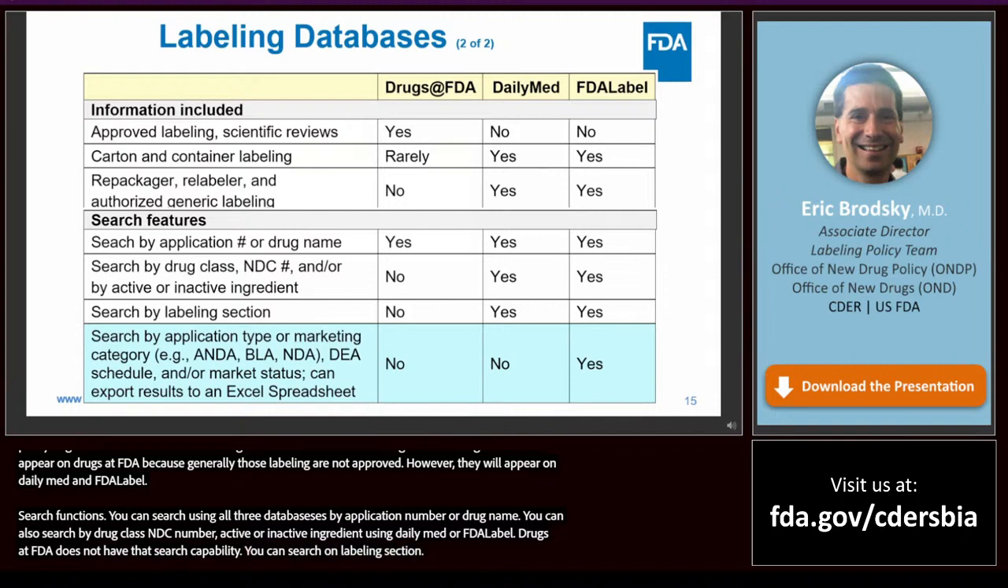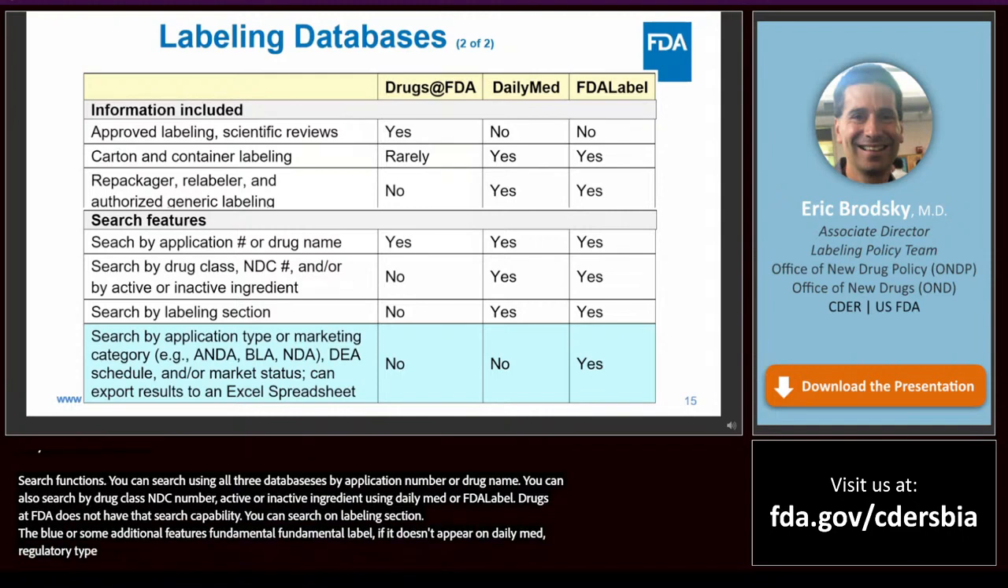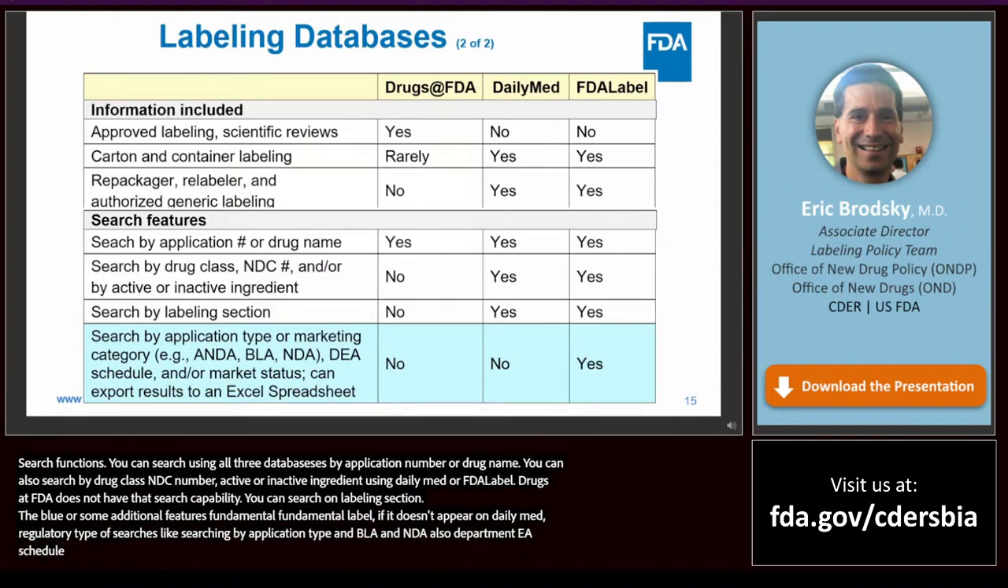The blue are some additional features with FDALabel that don't appear on DailyMed, such as searching regulatory types of searches, like searching by application type, ANDA, BLA, NDA, also DEA schedule and or marketing status. You could also export your results to an Excel spreadsheet.